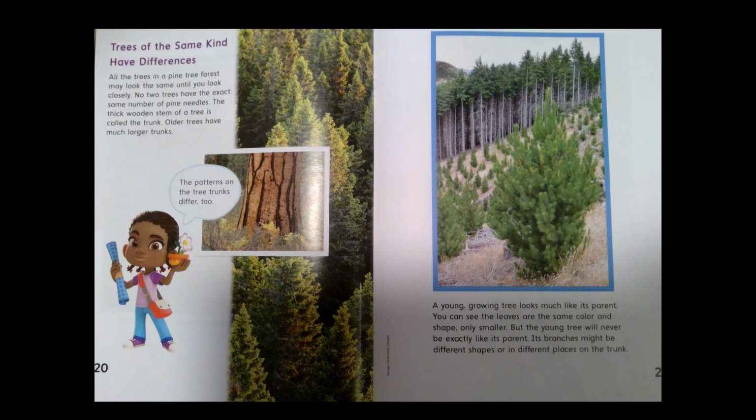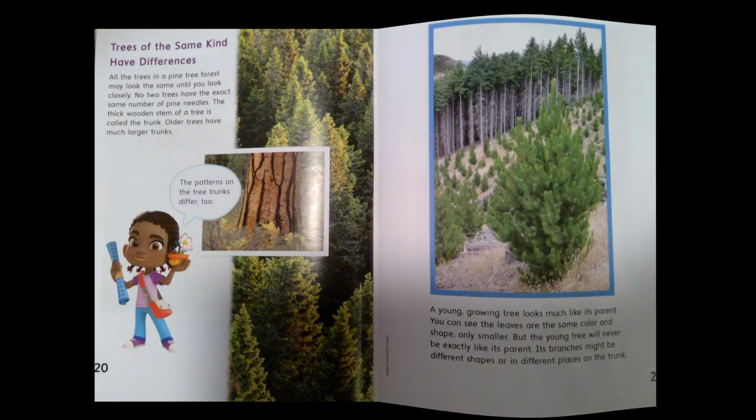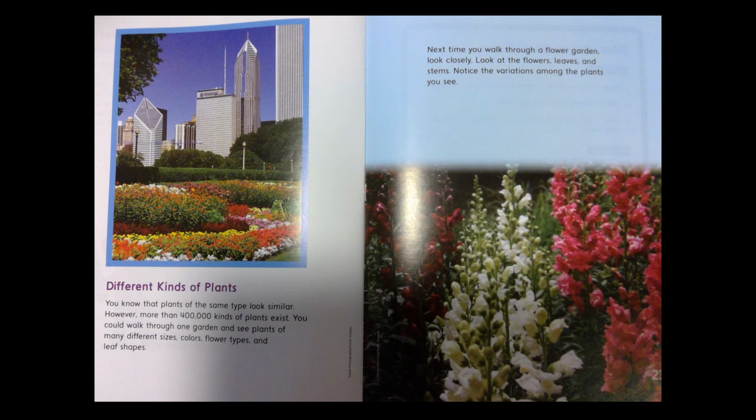A young growing tree looks much like its parent. You can see the leaves are the same color and the same shape, only smaller. But the young tree will never be exactly like its parent. Its branches might be different shapes or in different places on the trunk.